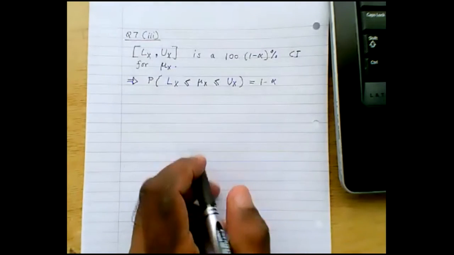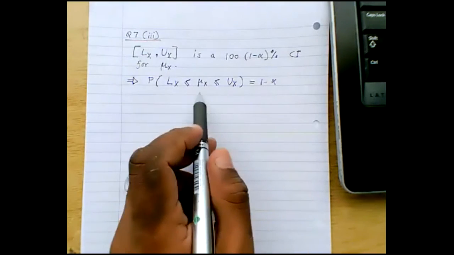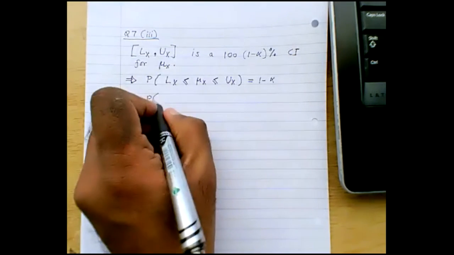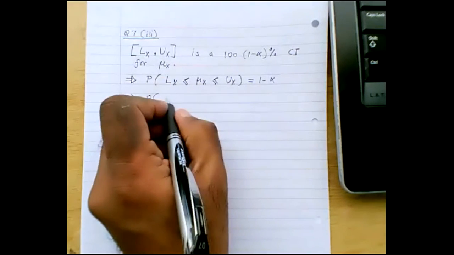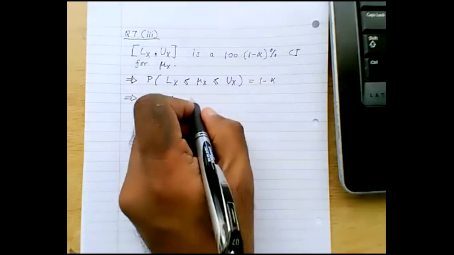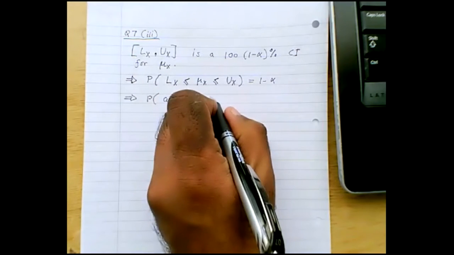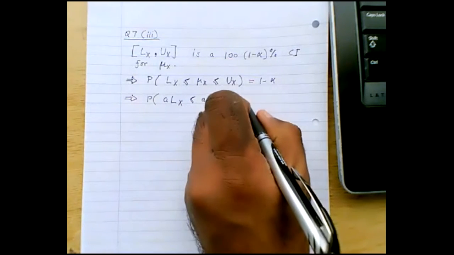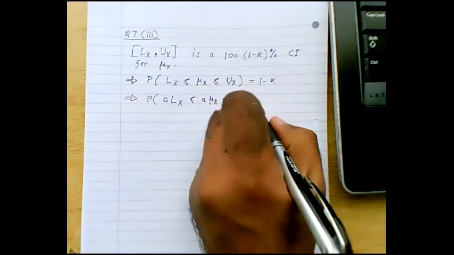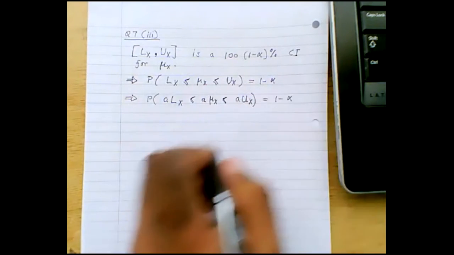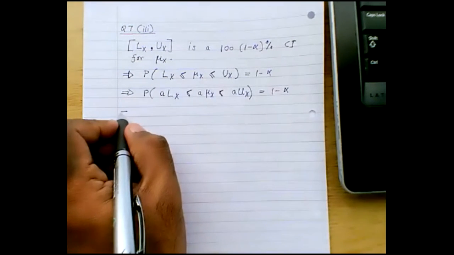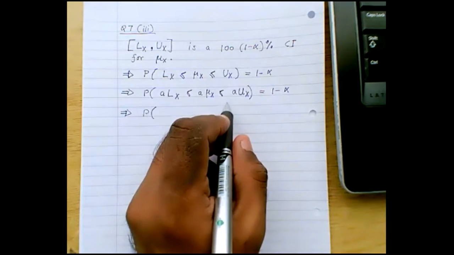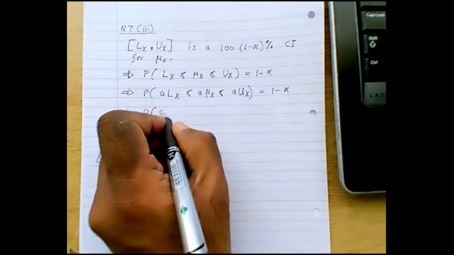This statement here is the same as this statement, okay? Now what I'm going to do next is multiply everything within the brackets by a, like this. And the next thing I'm going to do is, for each of these terms, add the constant b.